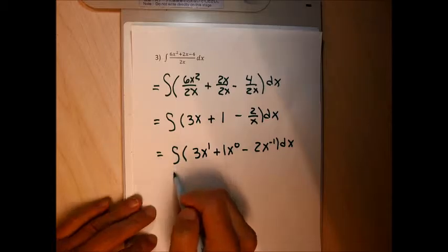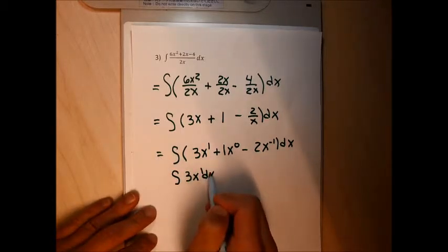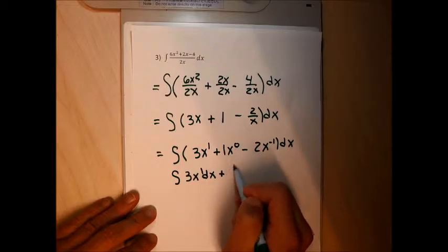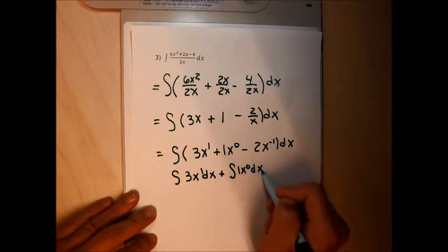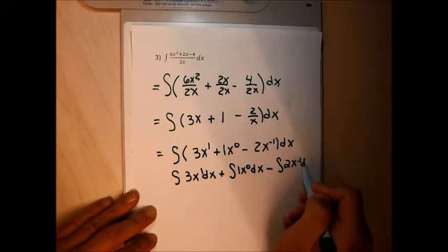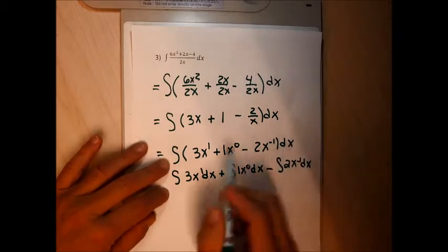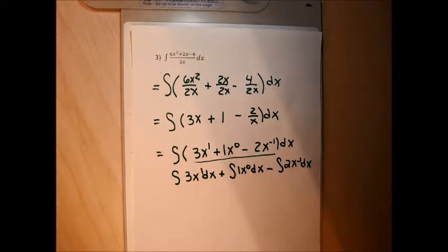Technically, what I'm going to do is find the integral of 3x to the first dx, and then add to it the integral of 1x to the 0 dx, and then subtract the integral of 2x to the negative 1 dx. Generally, I don't write this. Usually, I would just integrate each one of these terms separately from there.